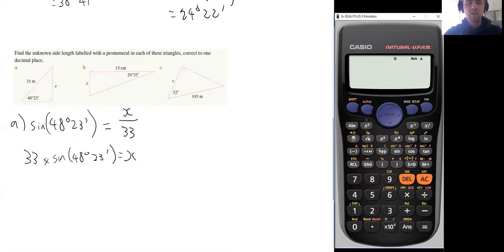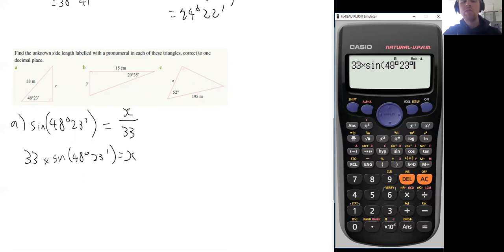Okay, and now we can put that in our calculator to find out what x is, but we just need to be careful that we do it properly. So it's going to be 33 times, and then just normal sine. So we're not doing shift sine because we're not moving the sine across, just doing normal sine. Okay, and then we need to write 48, and to put the degrees in, we just press the degrees button, and then 23 minutes, and we just press the degrees button again.